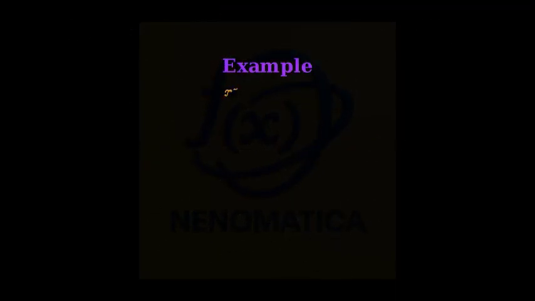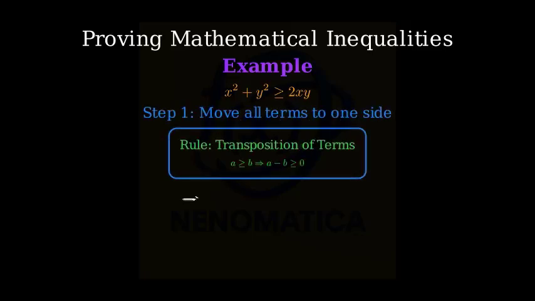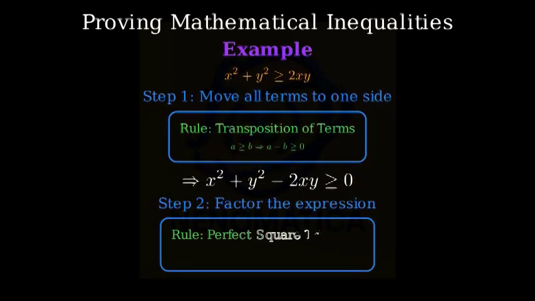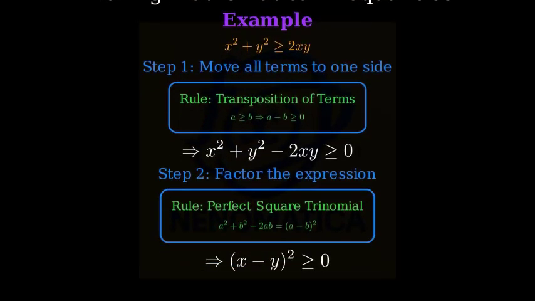We need to prove that for real numbers x and y, x squared plus y squared is greater than or equal to 2xy. For our first step, we'll move all terms to one side of the inequality. This gives us x squared plus y squared minus 2xy is greater than or equal to 0. For our second step, we'll recognize that this expression is actually a perfect square. We can factor it as (x minus y) squared is greater than or equal to 0.